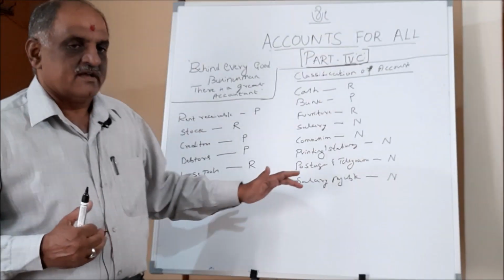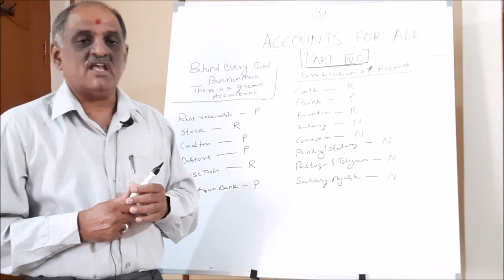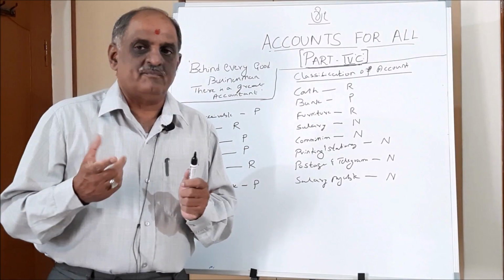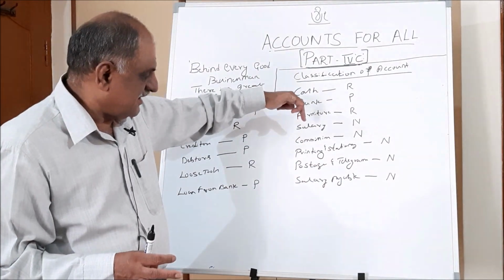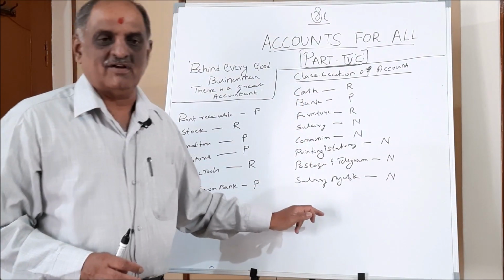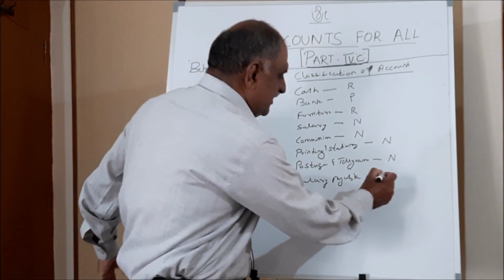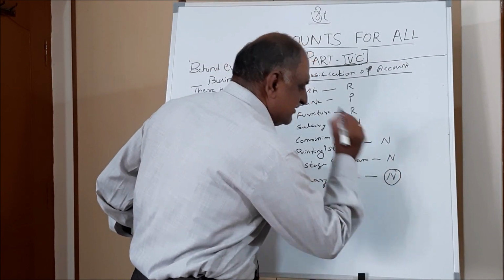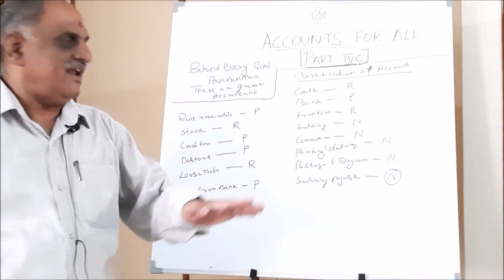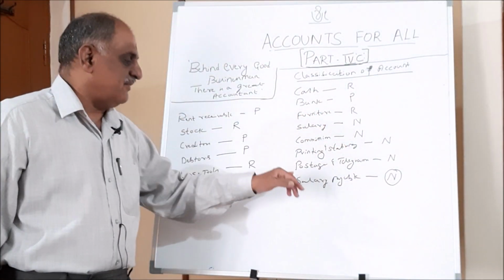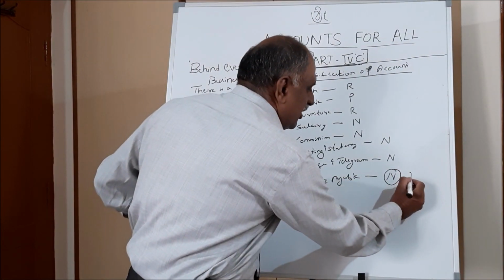Then salary payable. When you say salary payable, you must be able to distinguish. Earlier I had written only salary. Here it is salary payable. This is very, very important. Everybody thinks it is a nominal account. It is not a nominal account. When you say salary paid, it is nominal. But salary payable is not a nominal account, it is a personal account.